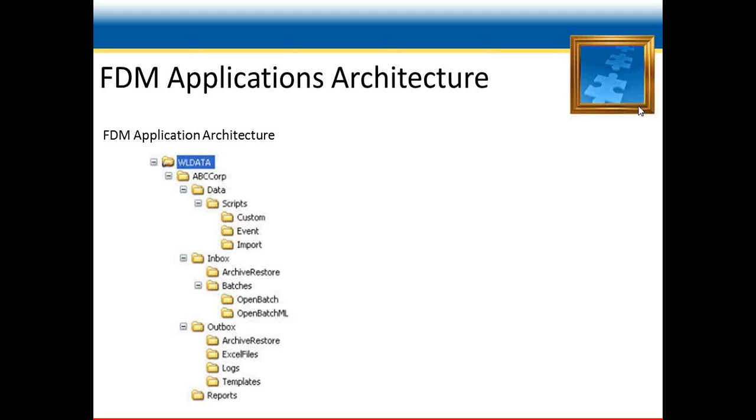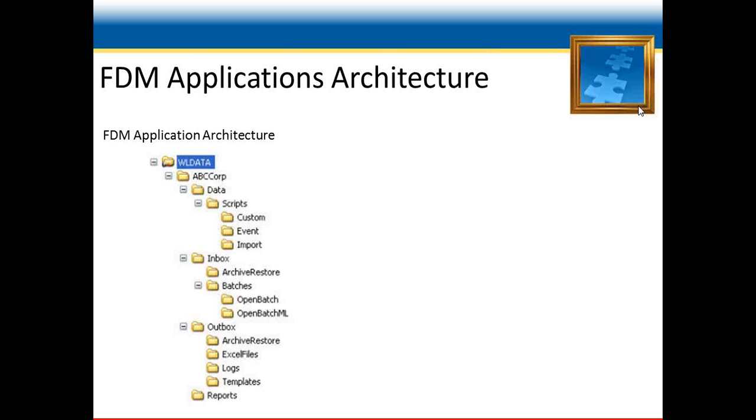So we have a script subdirectory under the data directory. This script directory contains scripts where FDM scripts are stored. Scripts contain subdirectories, each of which contains scripts for a specific type.